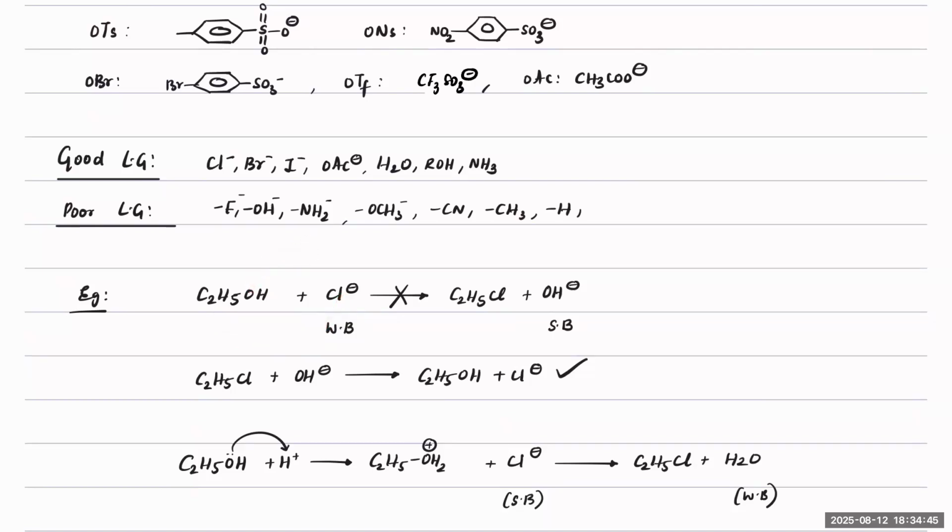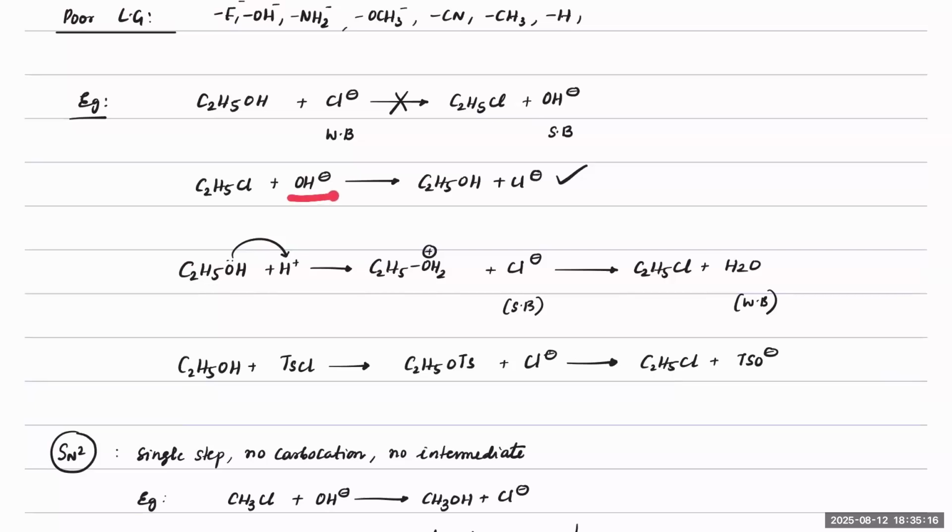Okay? Why? Because OH minus is a very poor leaving group. Cl minus is a relatively good leaving group. Or you can simply compare their basic nature. Cl minus is a very weak base. OH minus is a strong base. Never in these reactions will you get a strong base out of a weak base. You can always create a weak base out of a strong base, but the other way around is not possible.